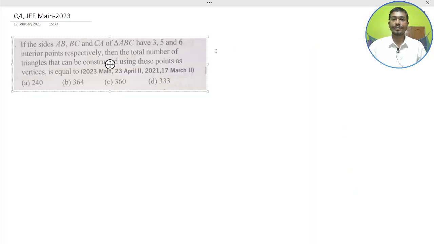Question number 4. Another recent type of question, very important, which came in 2023 Main and 2021 Main, the same question twice. If the sides AB, BC and CA of triangle ABC have 3, 5 and 6 interior points respectively, then the total number of triangles that can be constructed using these points as vertices is equal to what? MCQ type question from JEE Main Mathematics. Try yourself first.